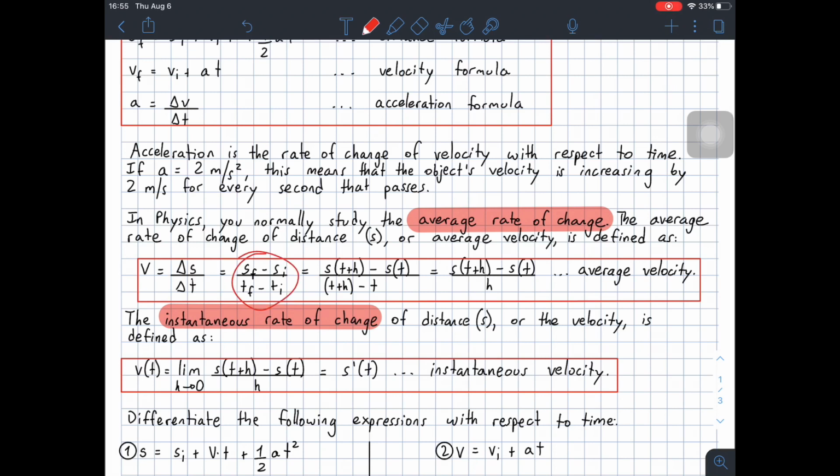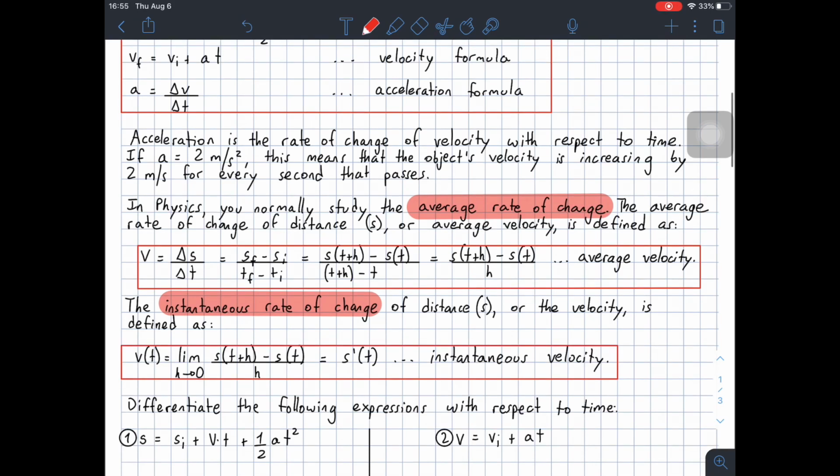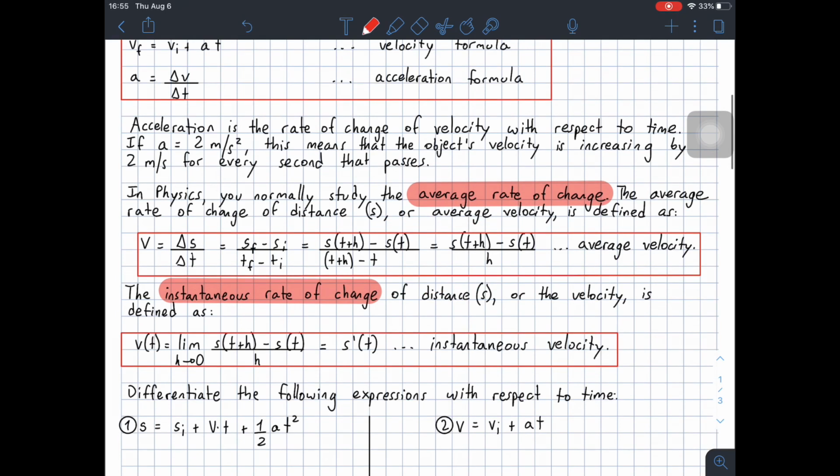And this is actually the concept of slope. It's the same as saying y2 minus y1 over x2 minus x1. We're only using different letters to represent this. It's the same thing but in a more mathematical notation, and this is known as the average velocity.